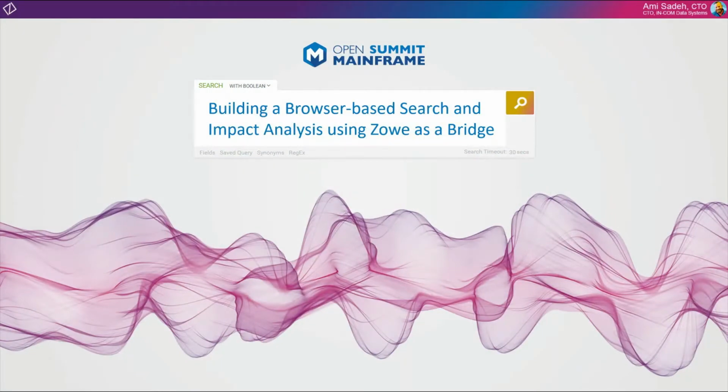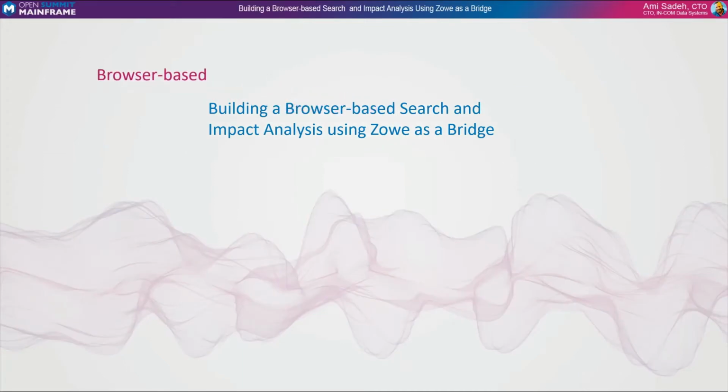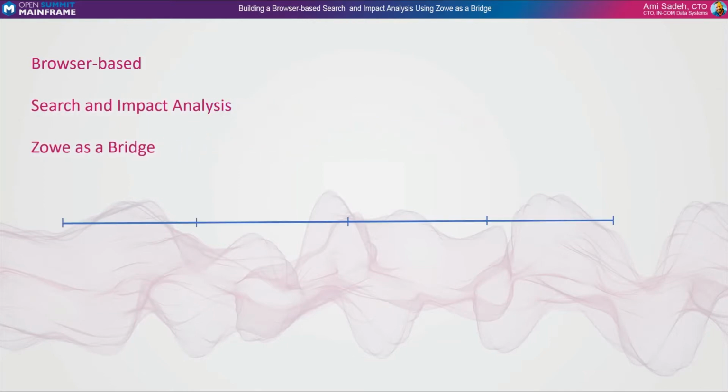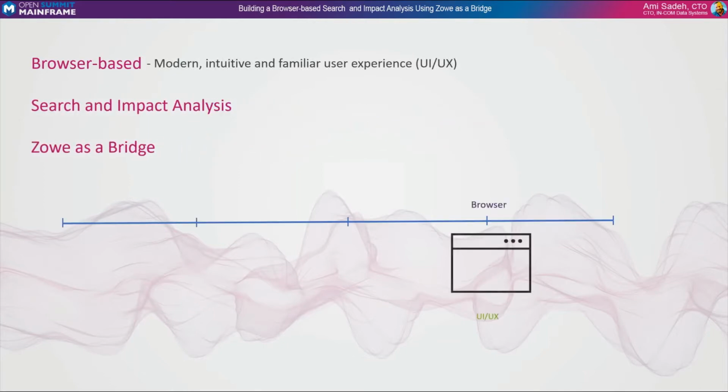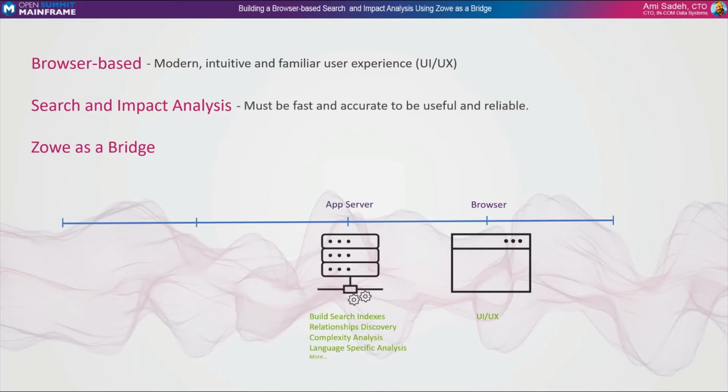So excited to have you with us today here for a session called Building a Browser-Based Search and Impact Analysis using Zowe as a Bridge. Indeed, we're going to go through this session looking into these three aspects of this process. We have a browser where we want to provide modern, intuitive, and familiar user experience. Search and impact analysis, which is handled by the application server, must be fast and has to be accurate in order to be useful and reliable.